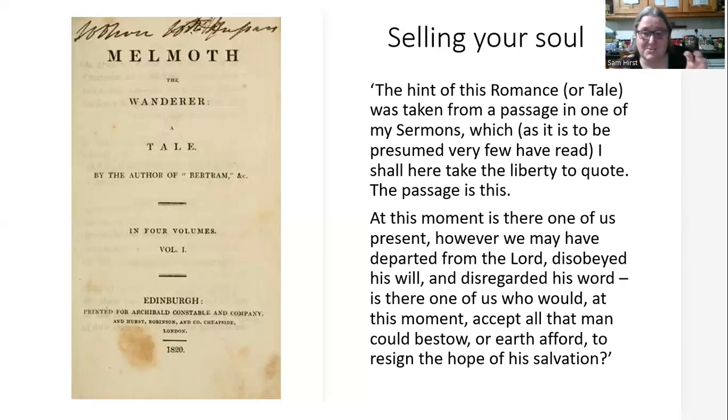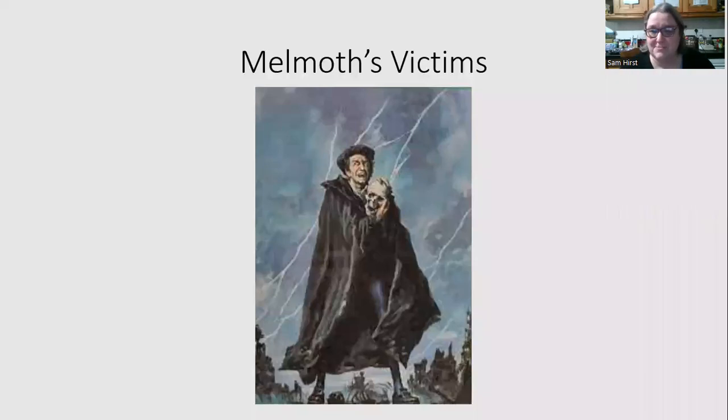I think that last line is quite important. To resign the hope of your salvation, you have to have a hope of salvation. And so implicit in this idea is an idea of theological tolerance. And it's notable that in the novel, Melmoth's victims come from a range of different denominations.